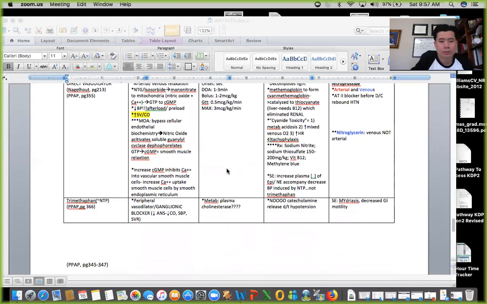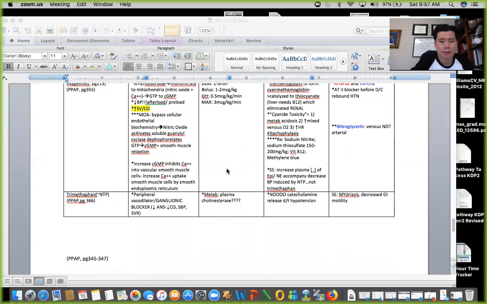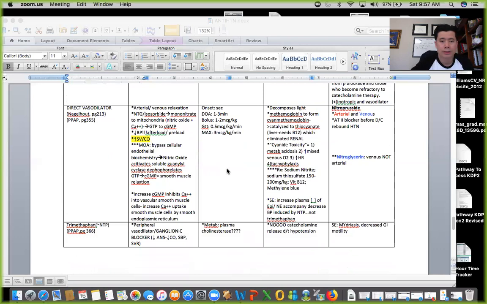Let's go through this real quick. I'm not going to stay long. The friend or cousin is nitroglycerin. The difference, as you see here in my notes: nitroprusside is more arterial than venous. It blocks the alpha 2 blocker before discharge, rebound hypertension. So if you're discontinuing this medication rapidly, you have that rebound hypertension with that.